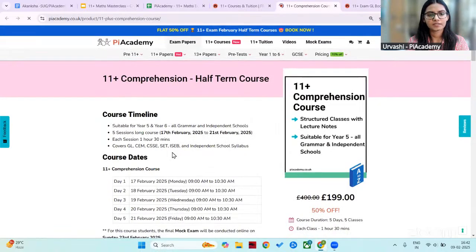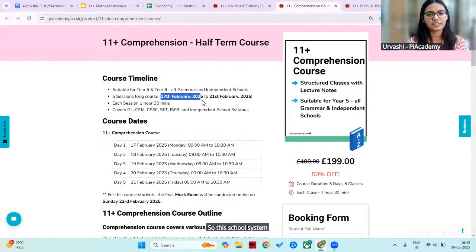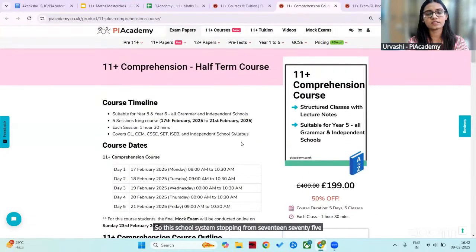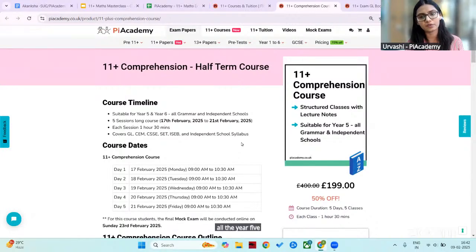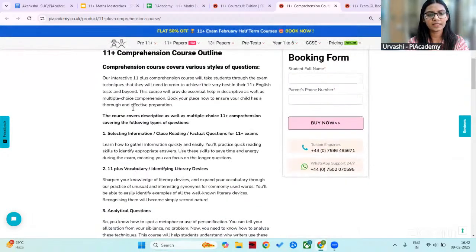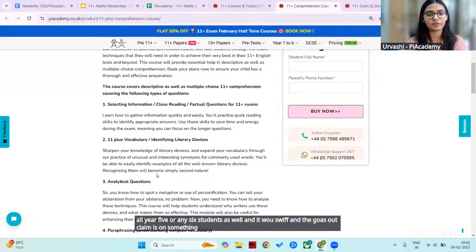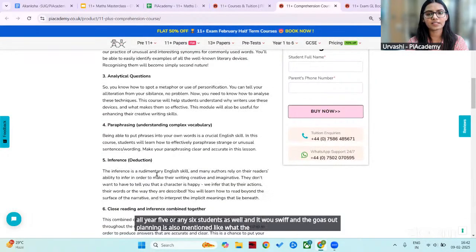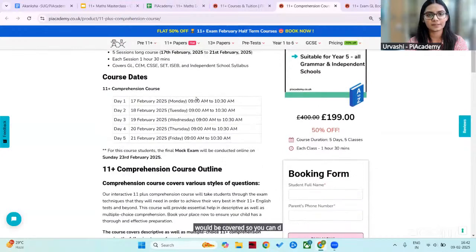So this course is starting from 17th February till 21st February, and it is suitable for all the year 5 and year 6 students as well. It would cover the preparation for grammar as well as independent schools, and as you can see, it covers the syllabus for all the boards: GL, CSSC, SET, ISCB. The course outline is also mentioned, like whatever we would be covering. So you can definitely check these pages out and apply for that.